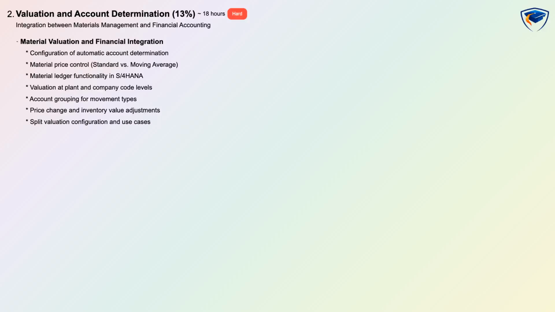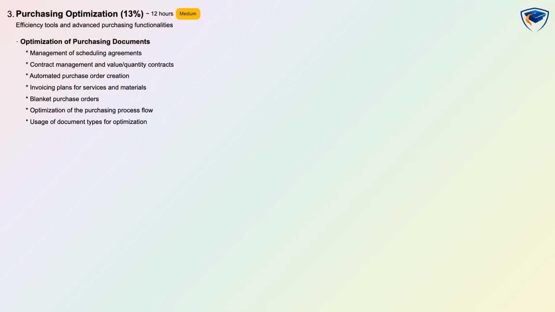Purchasing Optimization is 13% of the exam and focuses on efficiency tools and advanced purchasing functionalities. This medium difficulty domain requires about 12 hours of study and is assessed with scenario-based questions.